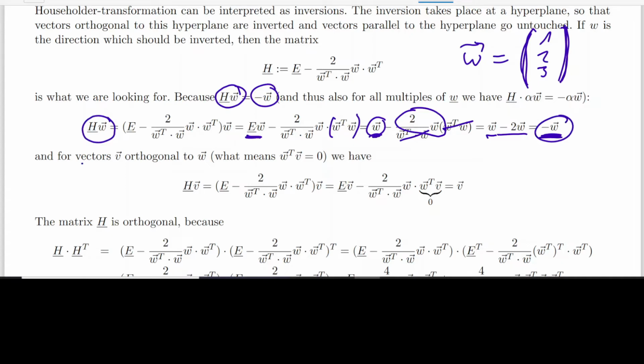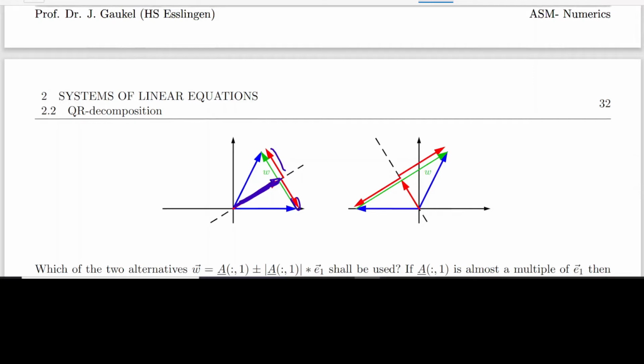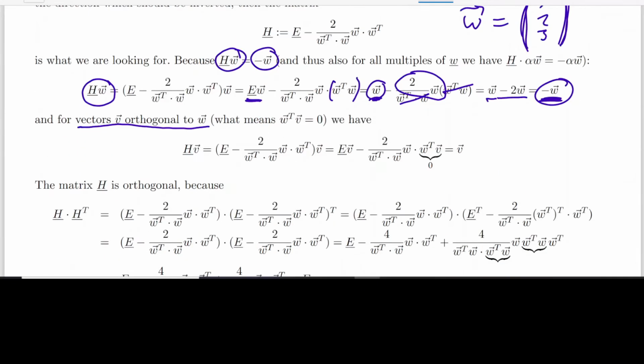And now for vectors which are orthogonal to omega, let's revisit our picture. This vector is orthogonal to the red vector here. This vector should be kept, and now let's analyze if that is true. If we have that, H times V, H is again identity minus 2 times and so on, times V, so E times V here and that one, minus 2 times that times V again. That's what we have here.